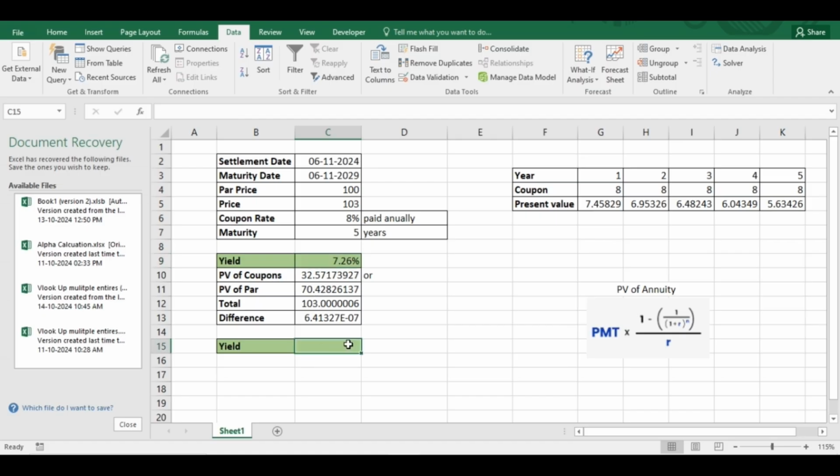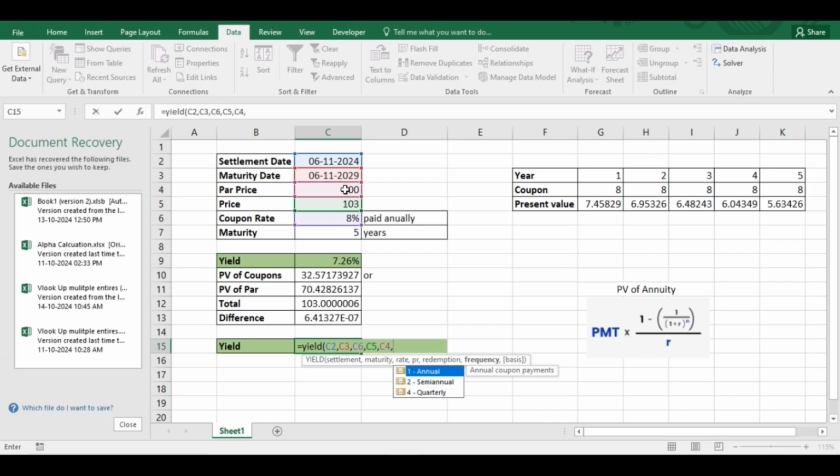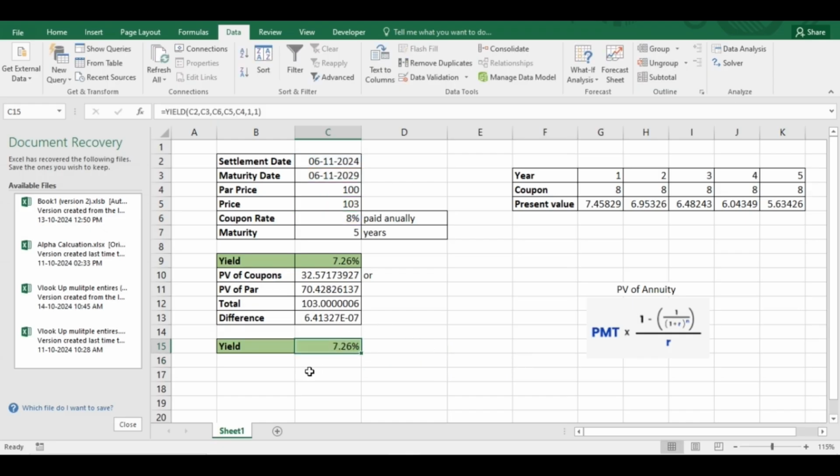Here is a quick and practical way of calculating the yield. For this, just type equal to yield, enter all the data about the bond from the settlement date to frequency of coupons. The important thing to note is the frequency of coupons is annually. Now, we have got the same value of yield as our long method.